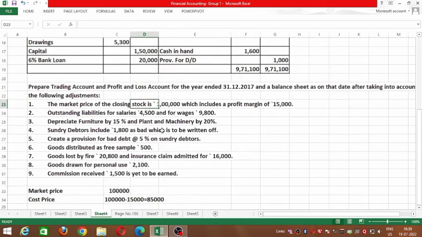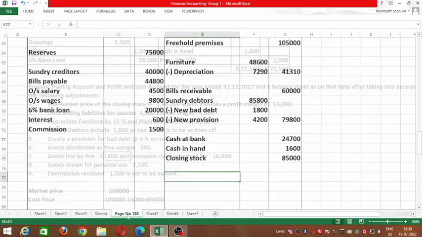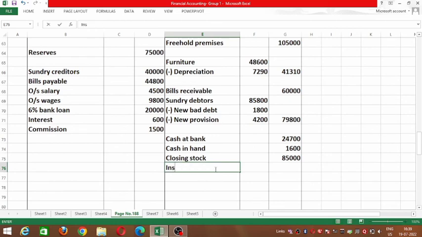Next, outstanding liabilities, the second one we have entered, third one done, fourth one done, and fifth one is also over. Sixth, free sample over. Goods lost by fire 20,800 and insurance claim admitted for 16,000. For this insurance claim admitted 16,000, we have passed only one entry in the P&L account, correct? So one more is pending, that we are going to show on the asset side of the balance sheet. Insurance claim 16,000.